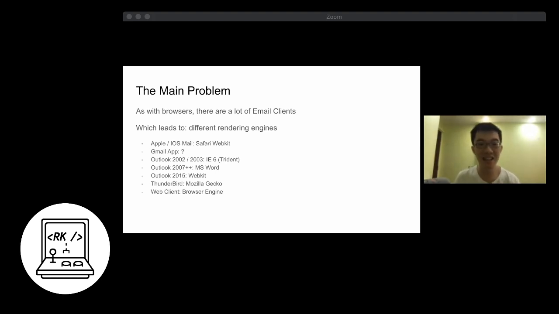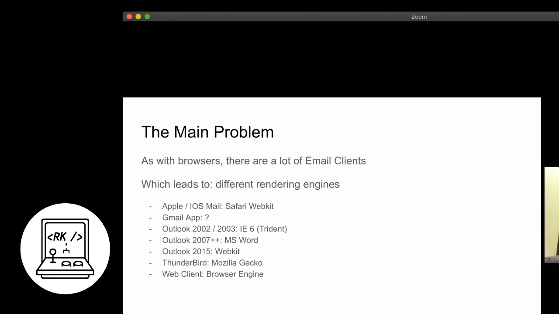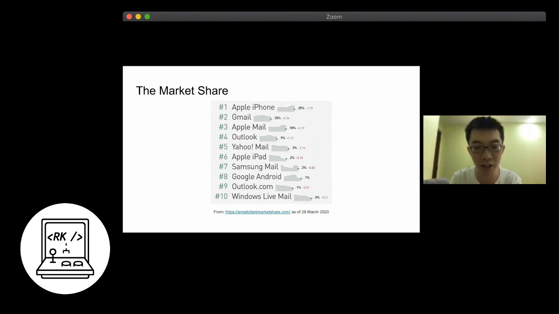And another thing is, maybe you are already doing this, but if you open Gmail on your browser, then Gmail will use the browser's engine. Yes. So before I go on again, here is the current market share. I got it from emailclientmarketshare.com as of 28 March 2020. As you can see, the top 3 email clients right now are the Apple iPhone Mail, then your Gmail, then Apple Mail. And at number 4, you will see someone familiar there, which is Outlook.